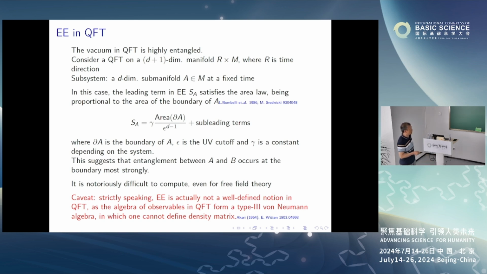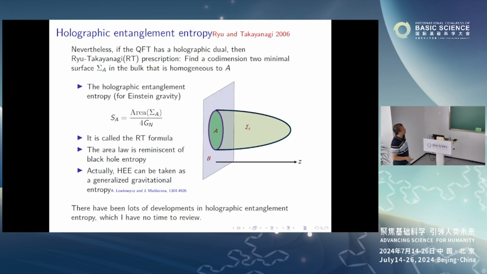So this has been emphasized by Edward Witten a few years ago, but the original work has been known in the 1960s. And okay, we can ignore this caveat since we can consider quantum field theory on a lattice. So it's not just a continuous system. If we describe a quantum field theory that way, then the discussion before can be well defined. Okay. And so, as I mentioned, it's very difficult to compute the entanglement entropy.